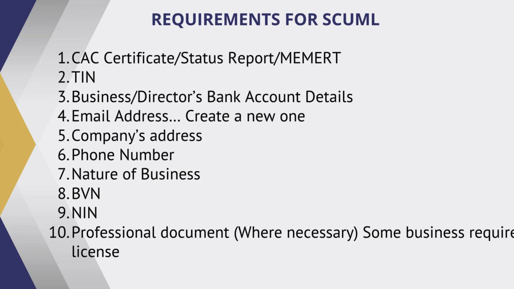Ask them for their nature of business to be able to know if you need that or not. So most of this information, like the company's address, phone number, nature of business, can be seen on the CAC status report of that company. Okay, so that is for requirements for SCUML.